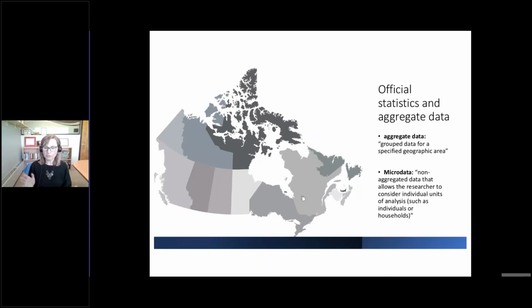I mentioned a moment ago that official statistics can sometimes be presented as aggregate data. Aggregate data are grouped data for a specific geographic area. I'll give an example. I live in Saskatoon, Saskatchewan. There might be data specific to Saskatoon, and that might be the only way I can get the data, lumped together for Saskatoon. This is different than a data set where the researcher can look at things much more on an individual basis.